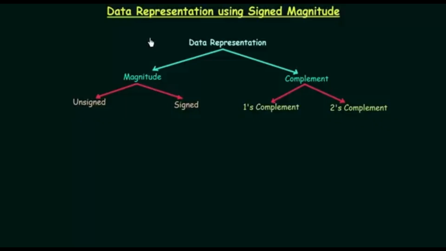Now, integers. Unsigned numbers are just positive, but for negative numbers, computers use signed representation. The most important one is 2's complement, because it lets computers handle negative numbers and subtraction really efficiently.